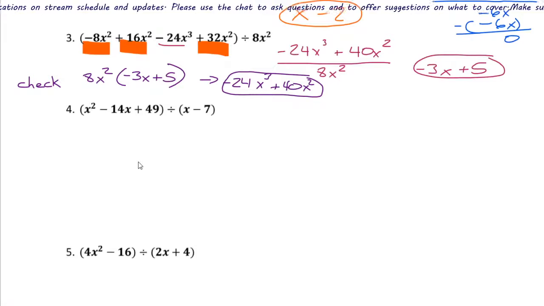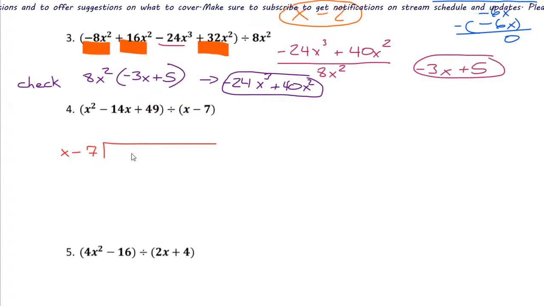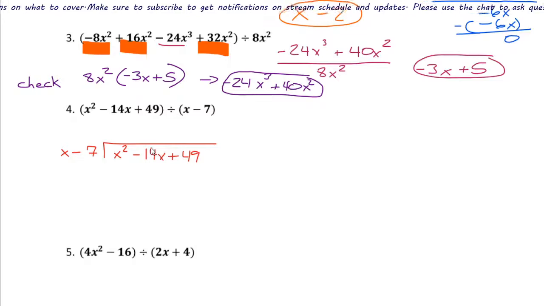And if I wanted to do the long division on this one, it was going to be easier than if it was just a monomial. So since we're dealing now with polynomials, or in this case a binomial, I'm going to write out x minus 7, and we're going to divide x squared minus 14x plus 49. So what do I need to multiply x by to get to x squared? I'm going to multiply by x.